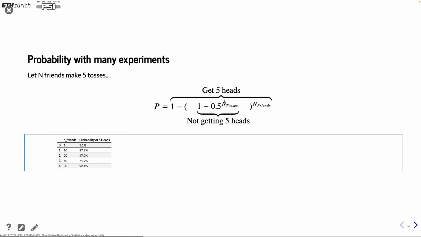But now something strange happens. We have 10 friends tossing the coin. All of a sudden, we get 27%. So then we couldn't reject this coin. And this says something is not right.